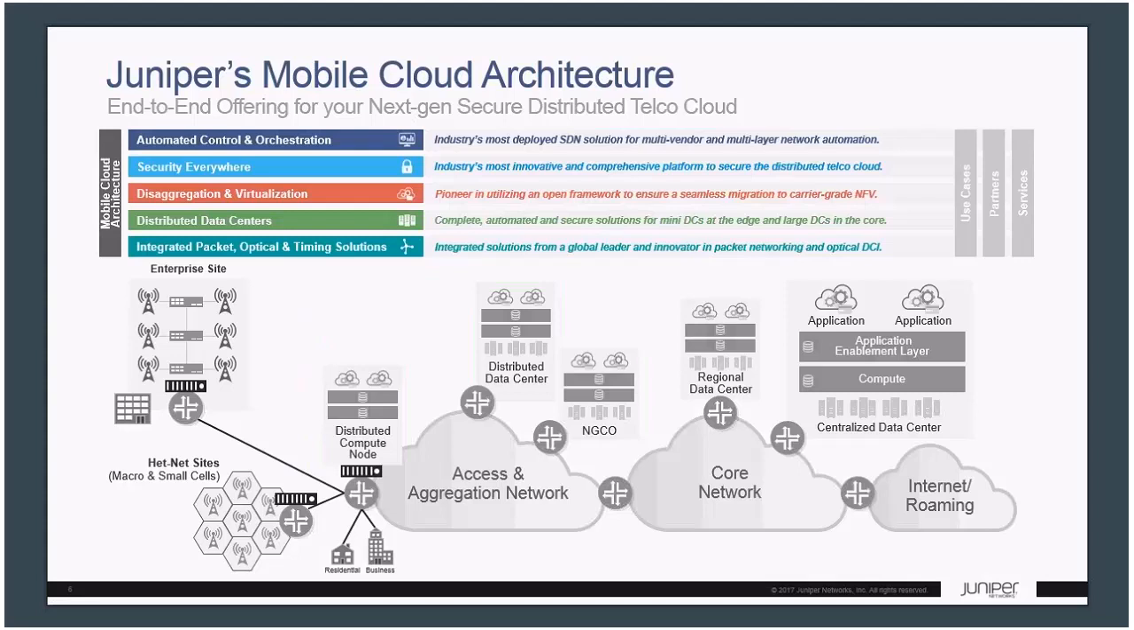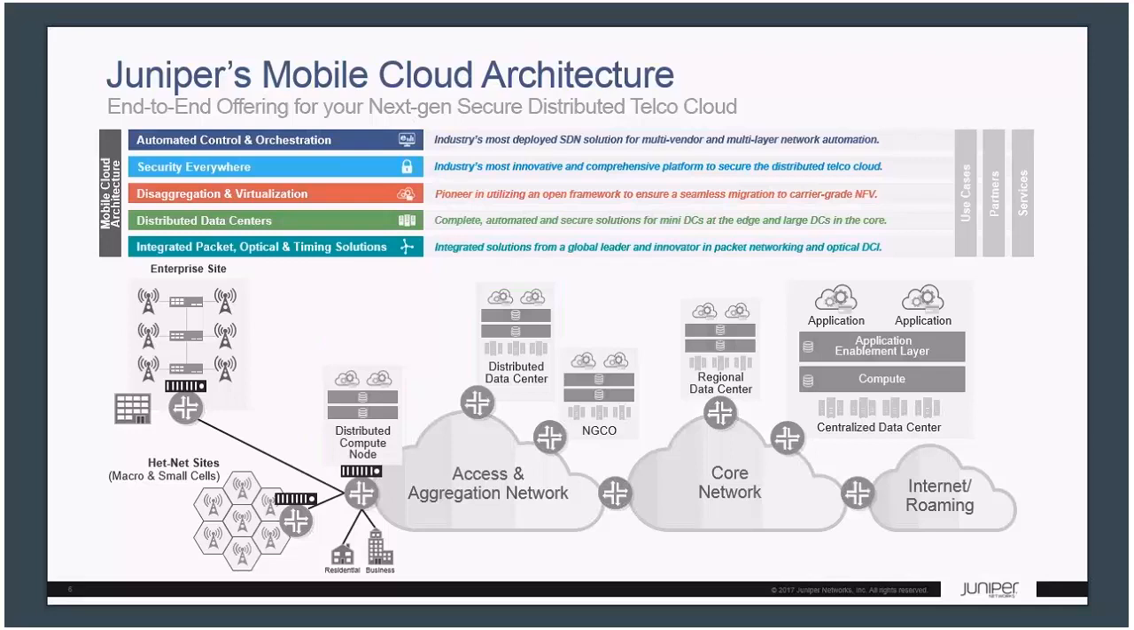In the area of disaggregation and virtualization, Juniper is a pioneer in utilizing an open framework to ensure a seamless migration to carrier-grade NFV. Today we offer many of our products in virtualized form. Available today we have a vSRX security product, a cSRX product, which is a containerized security product, and vMX, which is our virtualized routing product. Also, Contrail supports this environment by being integrated, tested, and certified with many third-party VNFs, or virtual network functions.